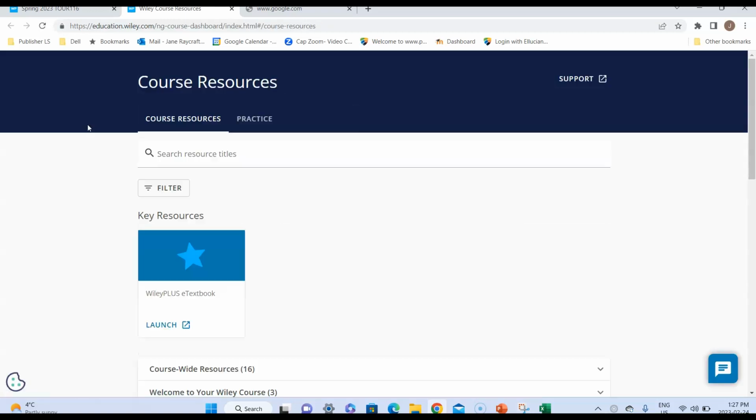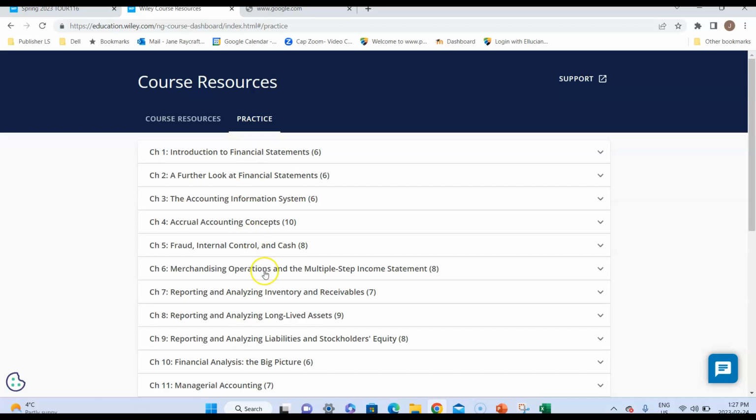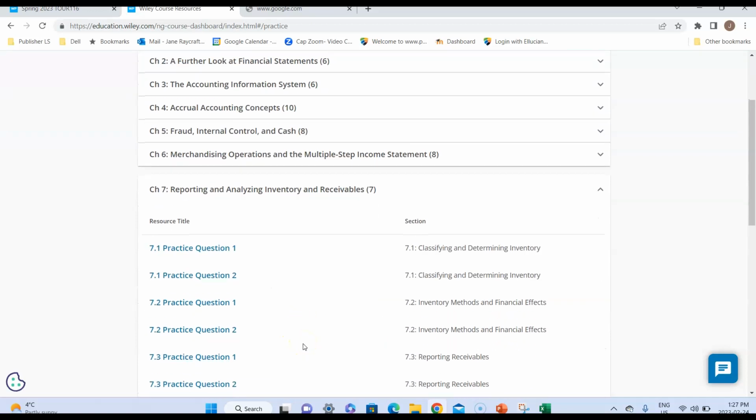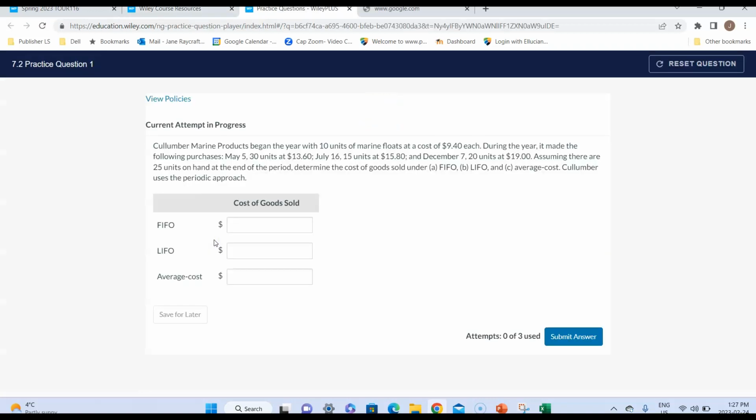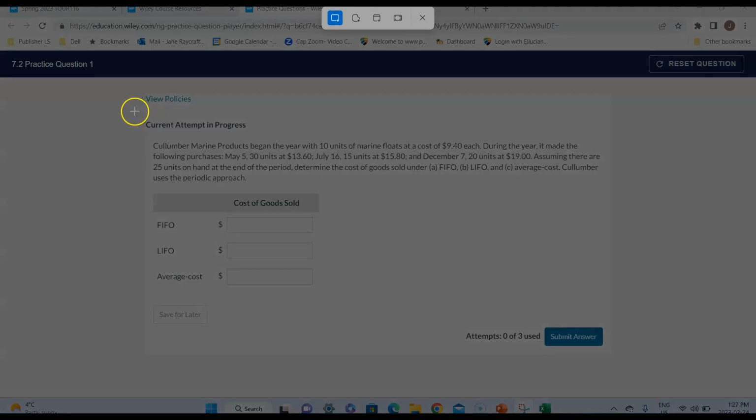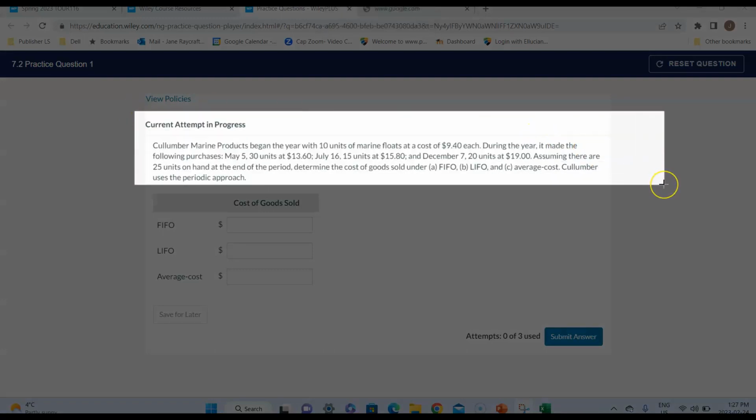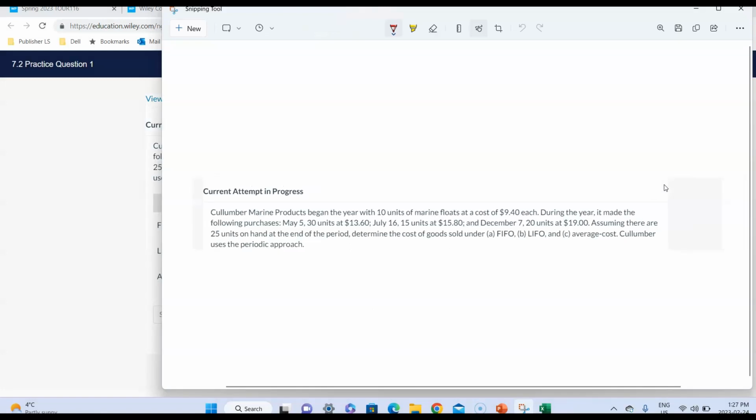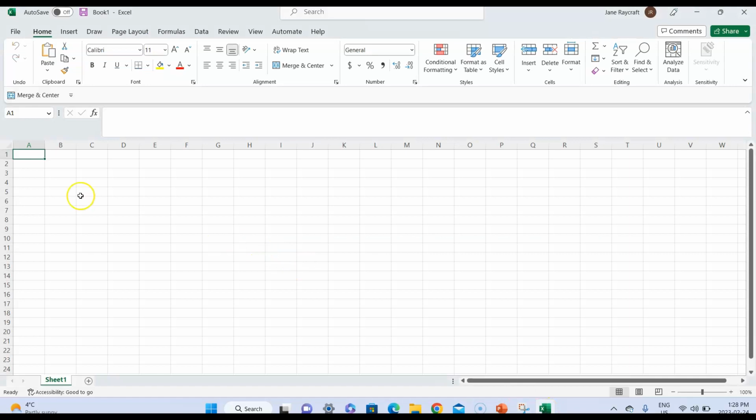So let's just go into our course resources and practice chapter 7. I believe this one. Here we go. I'll just take a screenshot of this information. We'll use the information from this question, and then you can go back and redo this question, and it will probably have different numbers, so it'll be a good practice question. I'm just going to copy this and plop it into Excel.